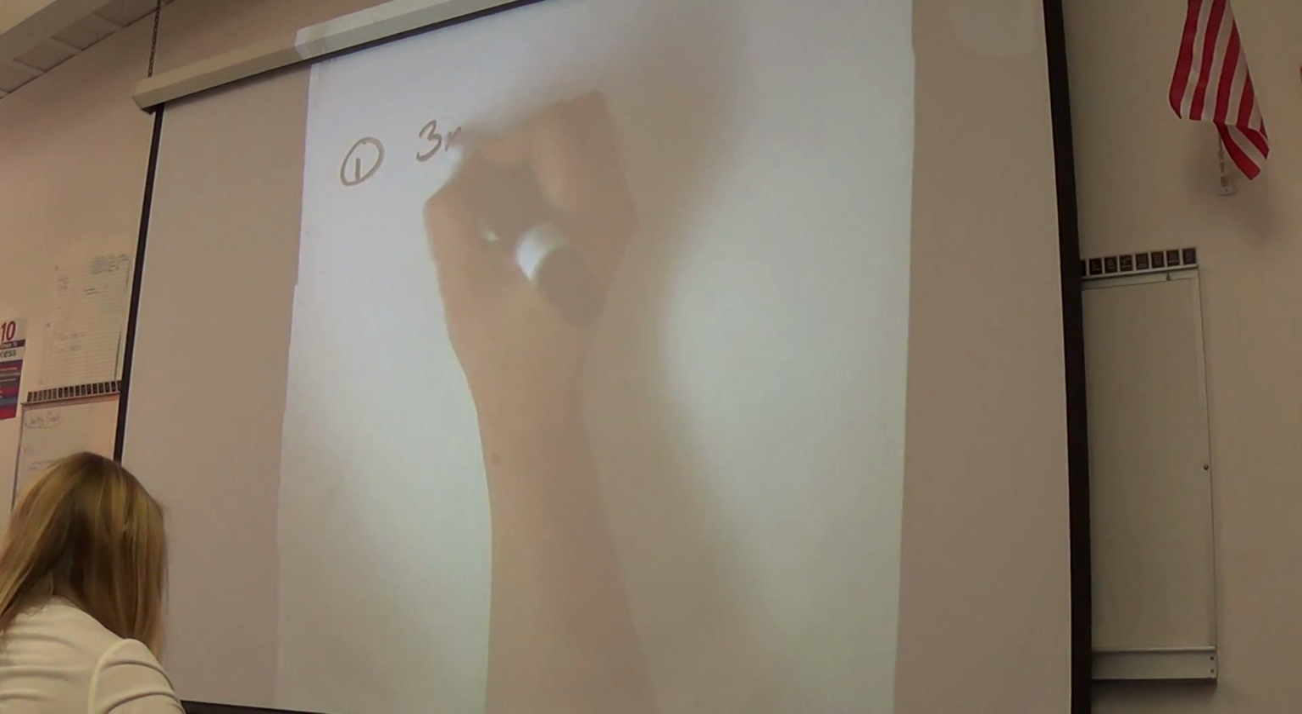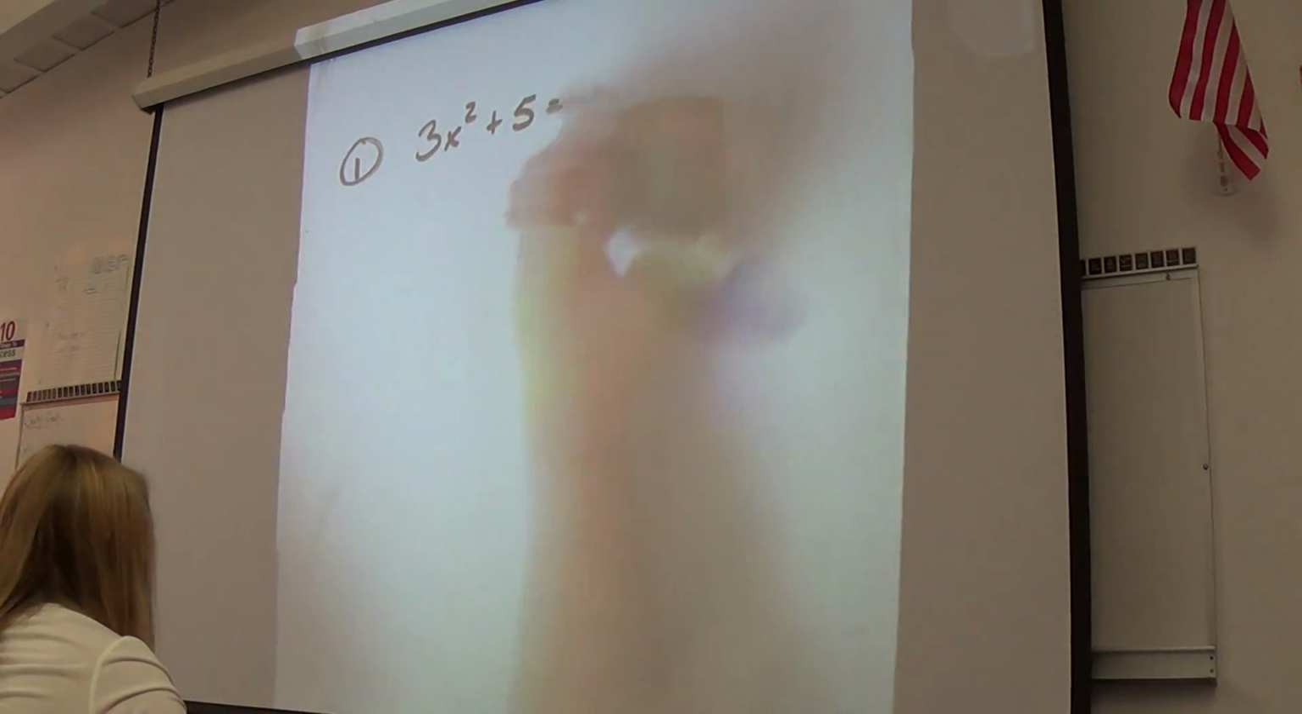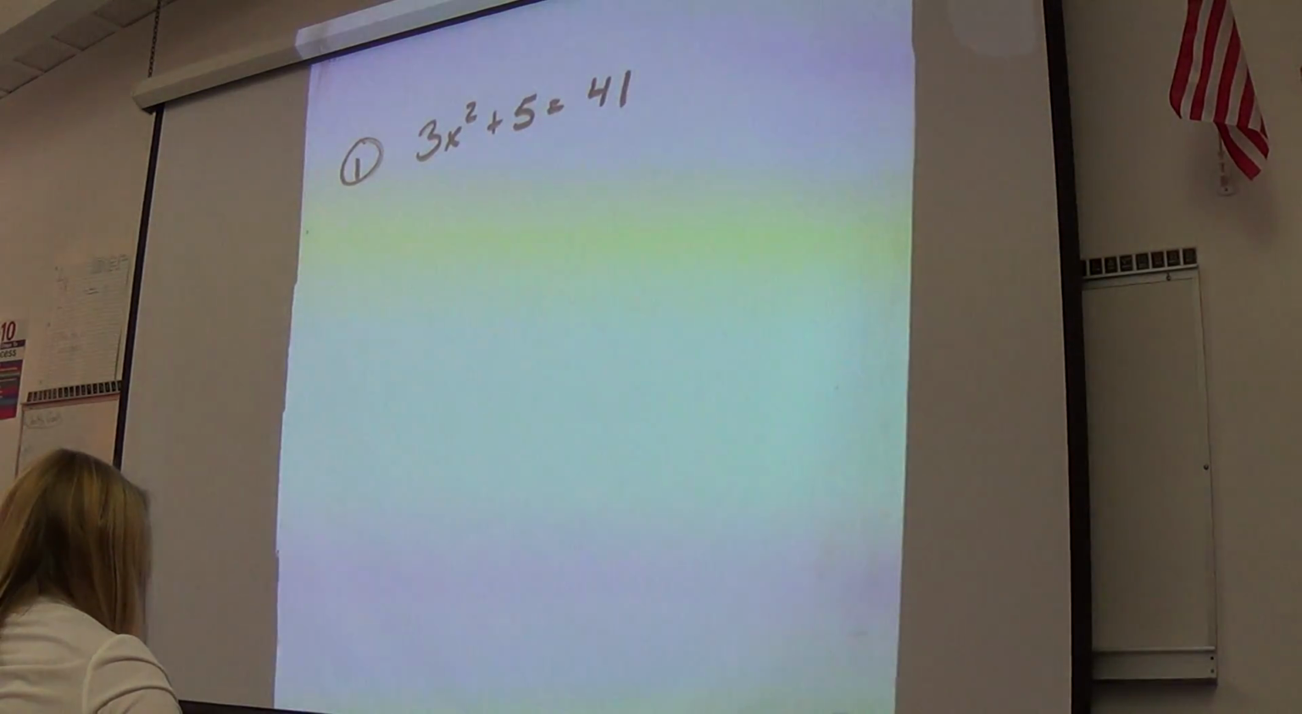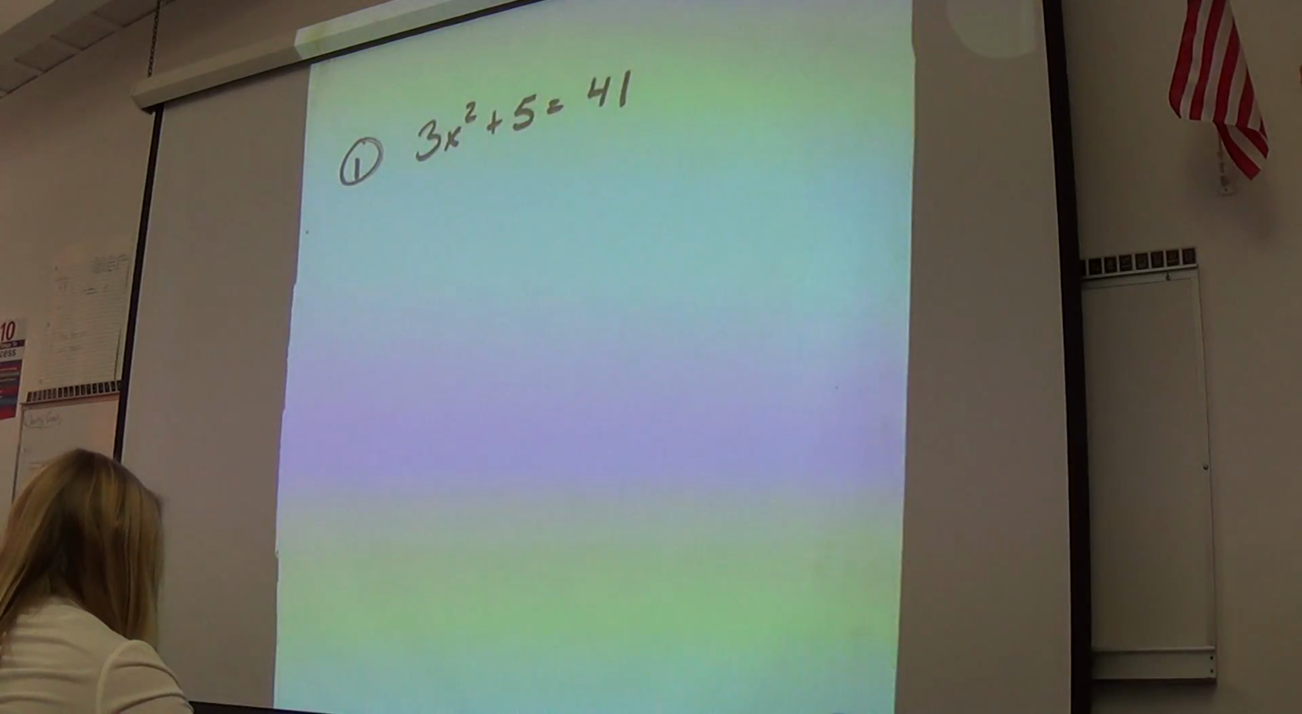Number 1 tells you what method to do. It tells you to do this by square root method. How do I begin?